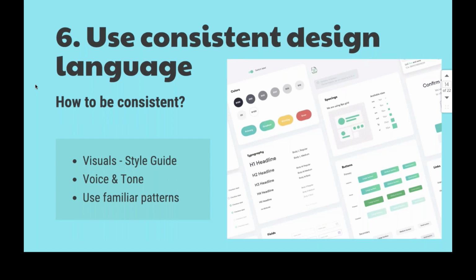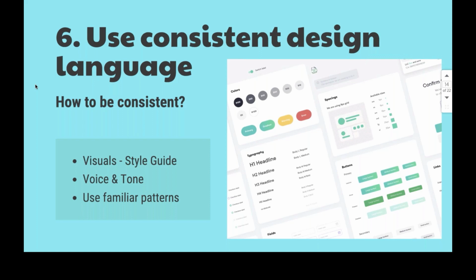So how to be consistent, I mentioned some of this. The first one is within your visuals. You want to have a style guide. You want to use the same typography, colors, spaces, grid, sizes, positions. These elements need to be defined in one central place and then used across the system you're designing. You want to define strong visual hierarchy, with the most important things bigger than the less important ones. And you want to use the same color palette across your product.